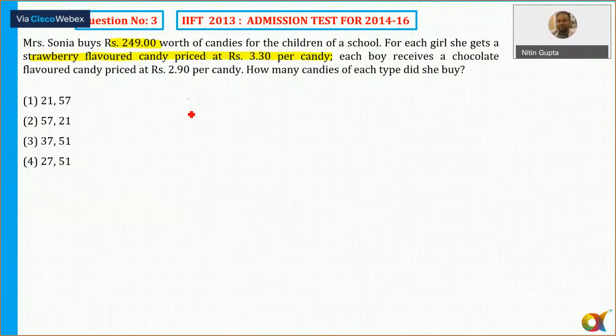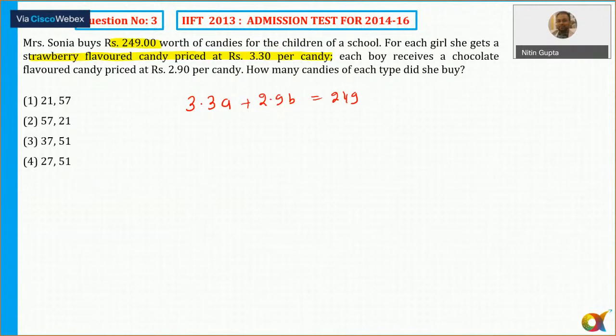So I can say times A. Let's say the number of girls is A. So the total price for the strawberry flavored candy is 2.3A. And each boy receives a chocolate flavored candy. Let's say the total number of boys is B. So plus 2B has to be equal to, isn't it? So even if I remove the decimal, I say that will be equal. Yes. So I need to solve this question here.